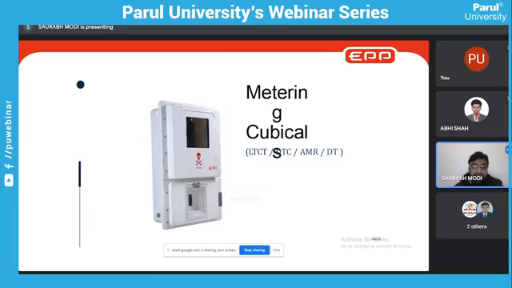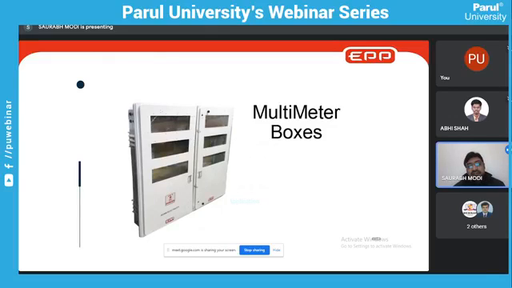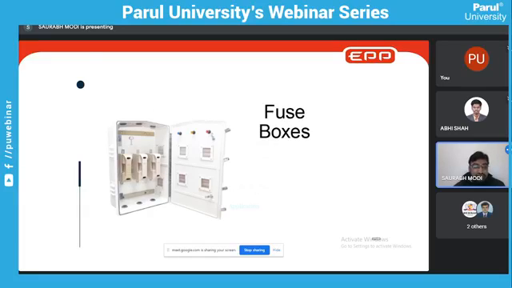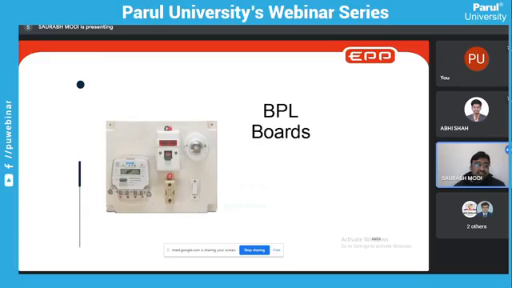Then this is again a metering cubicle. This is a multimeter box, because we put a number of meters inside it. This is a distribution box. This is a fuse box. Our SMC process is limited to this white box only. The rest of the things we outsource, and then we fit it and supply the entire assembly. This is just a simple BPL board. Such a thing is very uncommon now, but previously in our older houses a number of BPL boards were used.